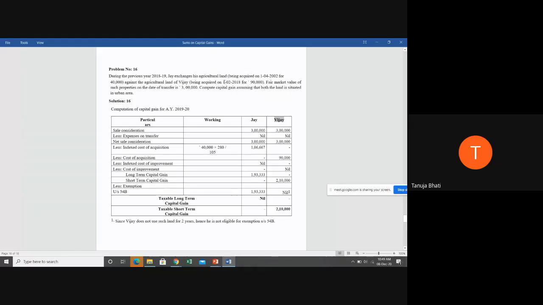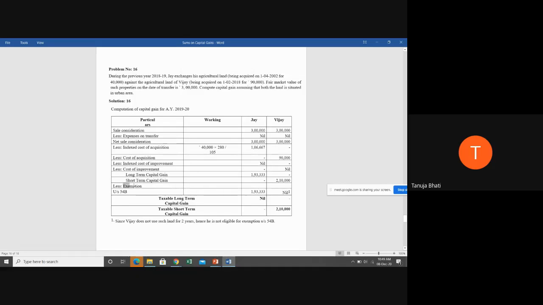Now, why have we not taken the indexed cost of acquisition for Vijay? Because Vijay acquired it in 2018 and in 2018 the fair market value is 3 lakhs. So he is transferring in 2018 only. So it is a short-term capital asset for Vijay, and since it is a short-term capital asset, indexation is not done. Less index cost of improvement for J is nil and less cost of improvement for Vijay is nil. So the long-term capital gain for J becomes 1,93,333 and the short-term capital gain for Vijay is 2,10,000.